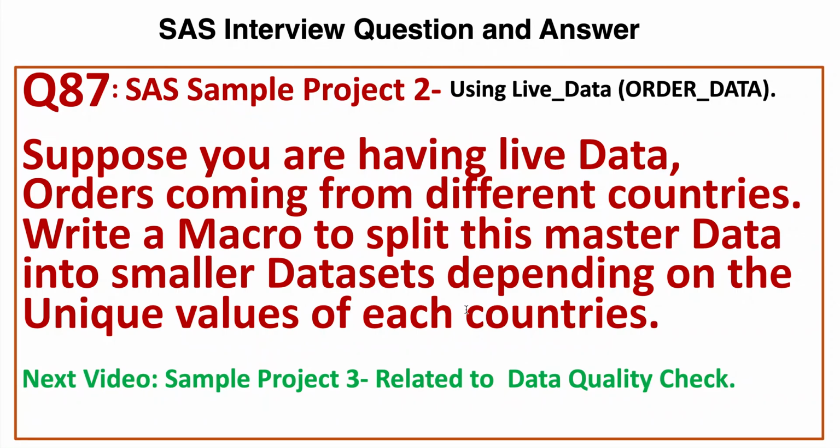SAS interview question and answer, question number 87. This is a SAS sample project 2. In this project, we use live data. The dataset name is order_data.